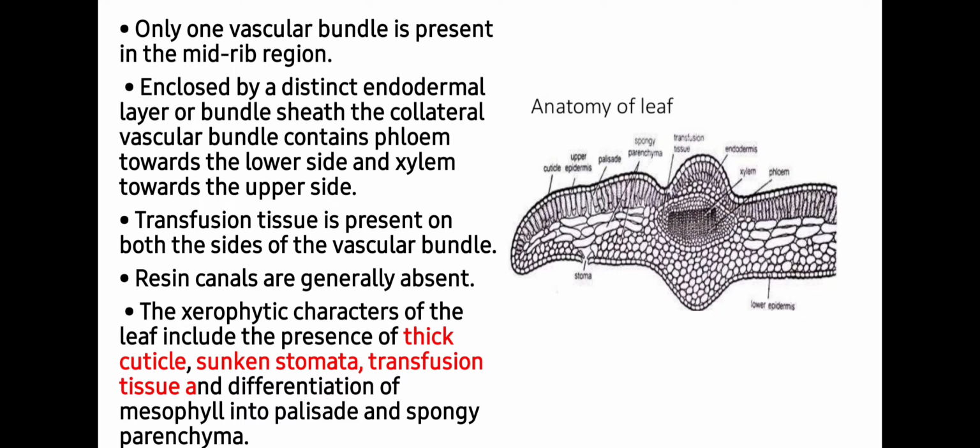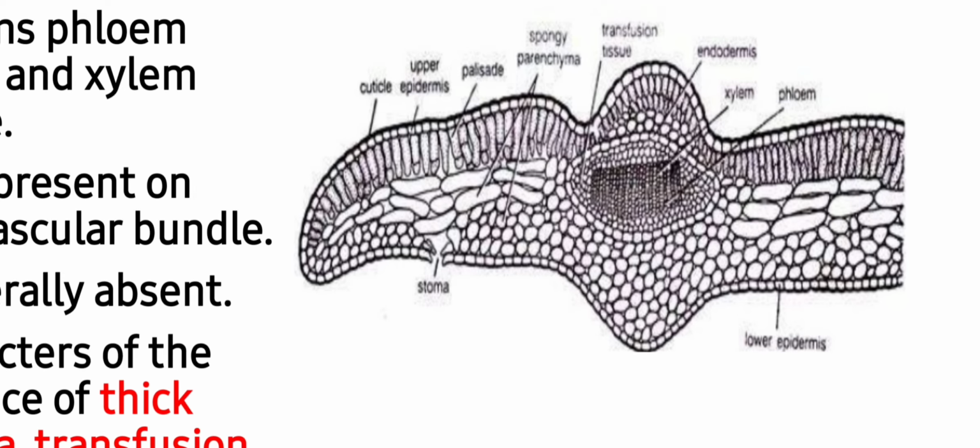Students, only one vascular bundle is present in the midrib region. It is enclosed by a distinct epidermal layer or bundle sheath. The collateral vascular bundle contains phloem toward the lower side and xylem toward the upper side. Transfusion tissue is present on both sides of the vascular bundle. Resin canals are generally absent, as seen in the needle of Pinus. Students, the xerophytic characters of the leaf include presence of thick cuticle, sunken stomata and transfusion tissue. There is also differentiation of mesophyll cells into palisade and spongy parenchyma.